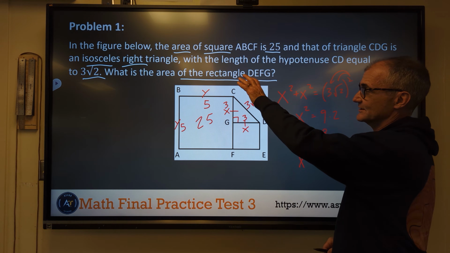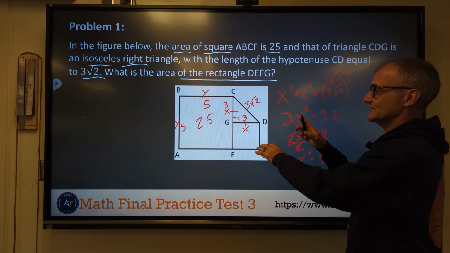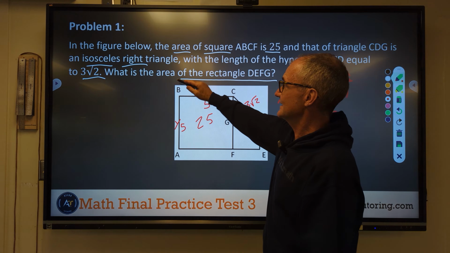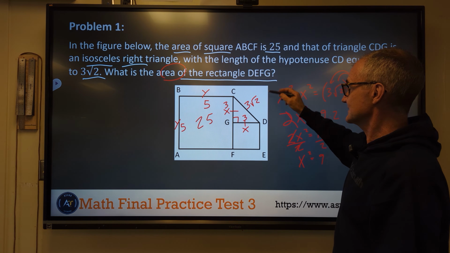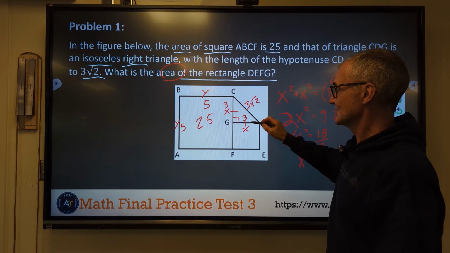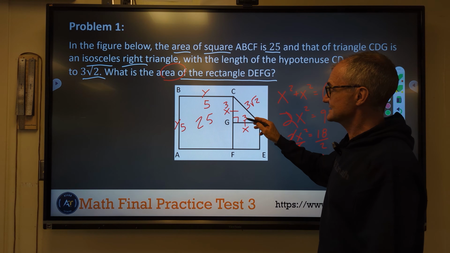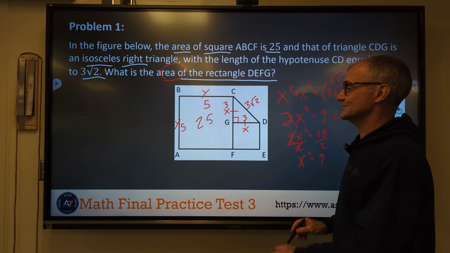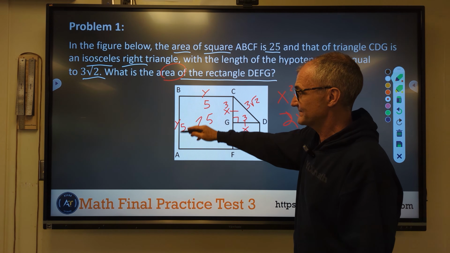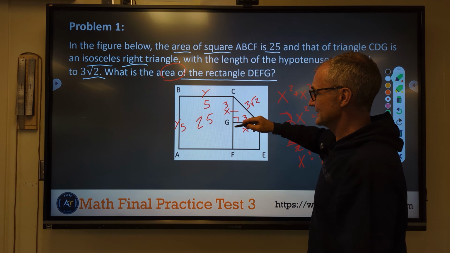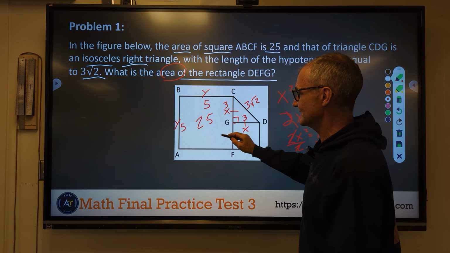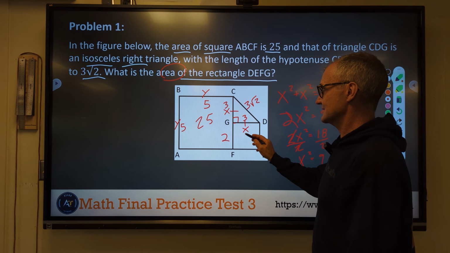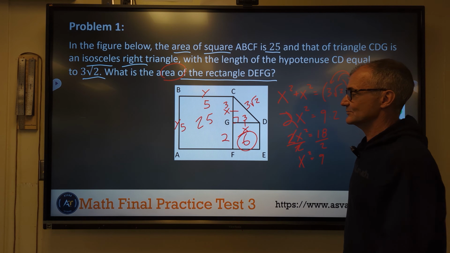Right? So first I got to transfer my info to my picture. Then I got to start filling in the pieces I can. Then I got to figure out what it is they want. What is the area of the rectangle DEFG? What's the area of this rectangle? I have one side of it is 3. It looks like it's a square, but it's a little bit of a trick because if this is 5 and this is 3, this right here from here to here has to be 2. 3 times 2 is the area of this. My area is equal to 6 square units.